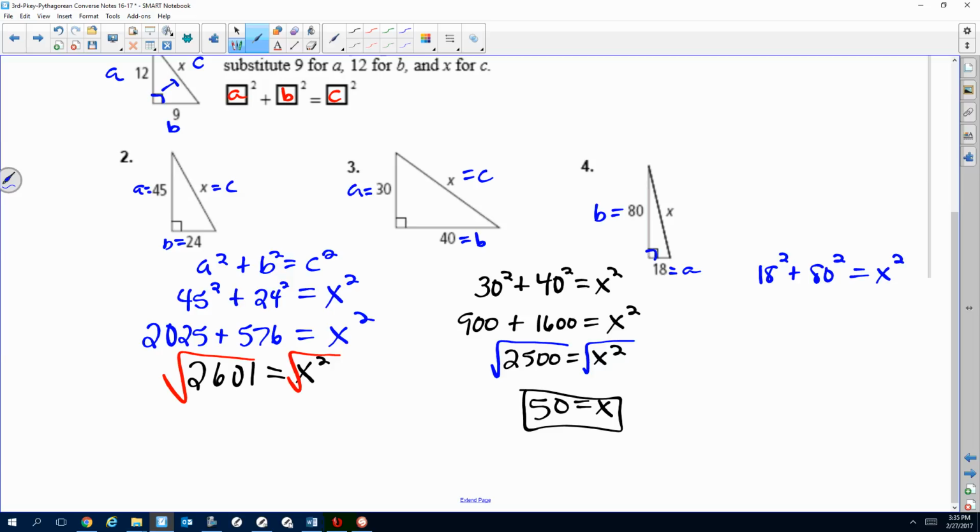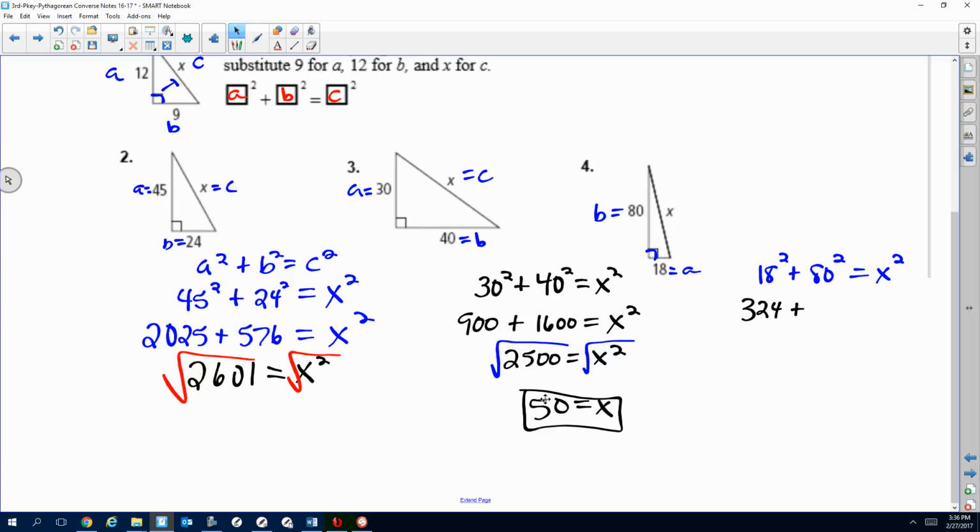So go ahead and use your calculator. Plug in the parts, also to get what 18 squared equals, and write it right underneath it. So if you got 324, you're on the right track. And figure out what 80 squared is, and then add them up, take the square root.